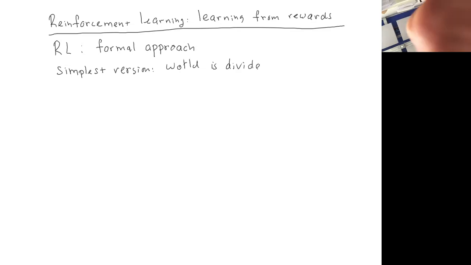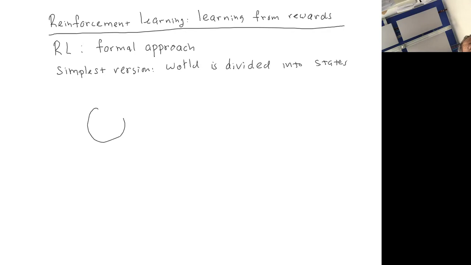And in the simplest version, the world is divided into states, which we draw like this: S1, S2, obviously a lot of states in the world, S3, which is really why reinforcement learning is hard, S4.